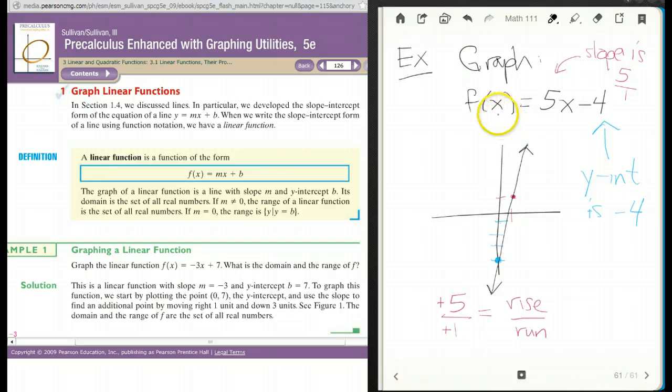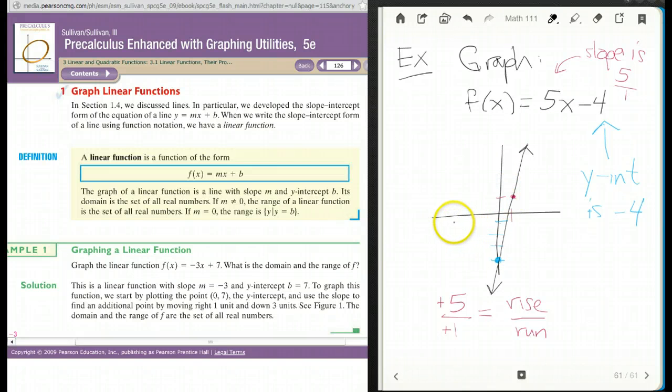But notice that this is in fact a function. It passes the vertical line test, meaning if you think about passing a vertical line left to right along here, when you think of all vertical lines moving left to right, they only ever hit the graph one time. So it passes the vertical line test. This is in fact a function.